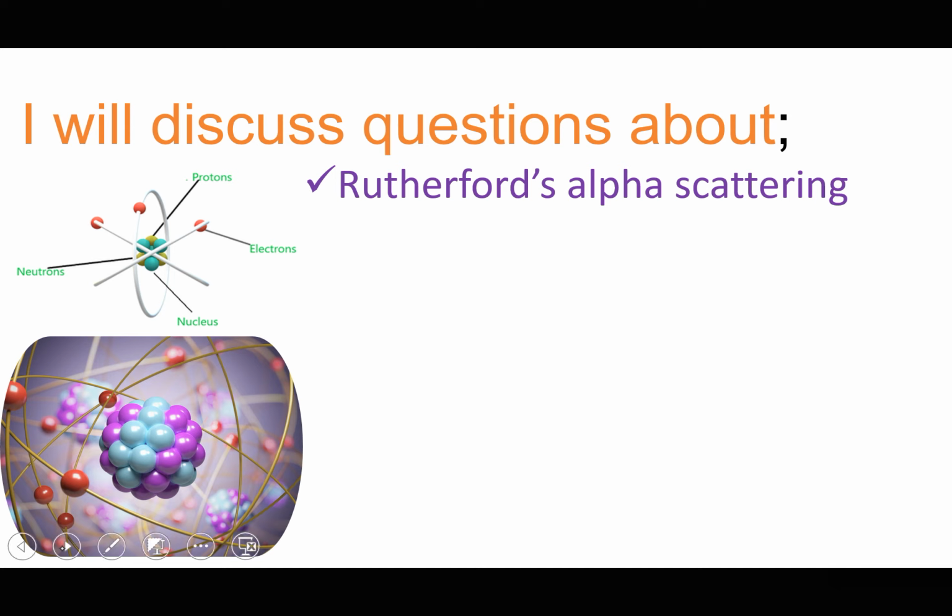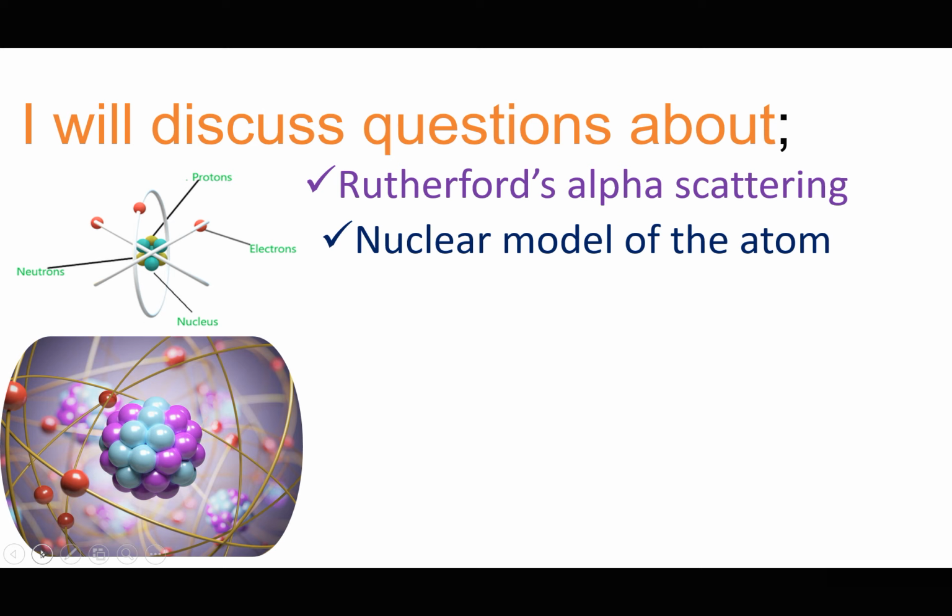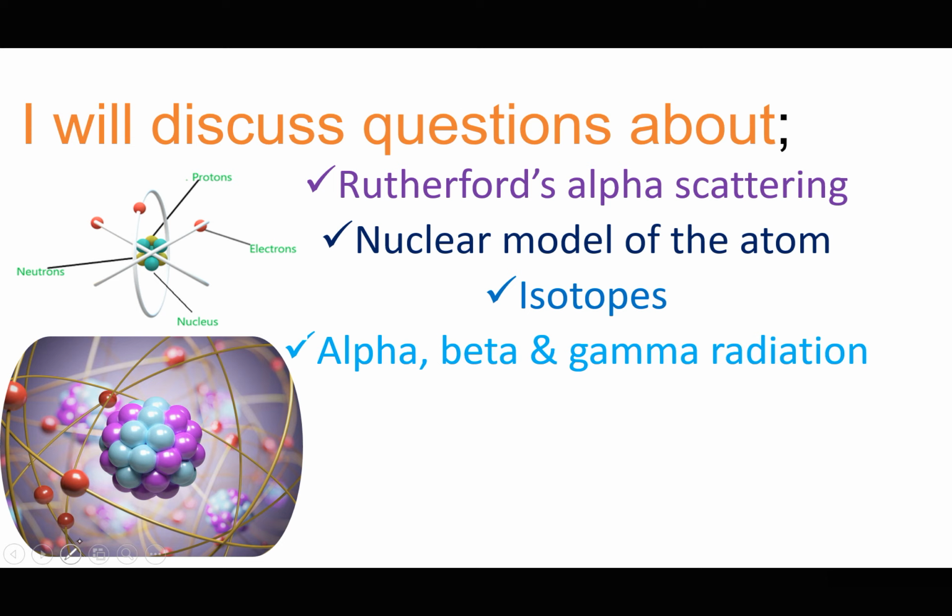So throughout these videos, remember we said we shall see questions relating to Rutherford's alpha scattering experiment, questions relating to the nuclear model of the atom. We shall talk about isotopes many times. We shall talk about alpha, beta, and gamma radiation as many times as possible. Don't forget we shall be mentioning quarks, that is the quark model of the atom, and so many more.